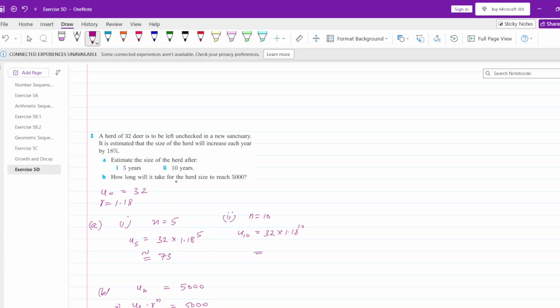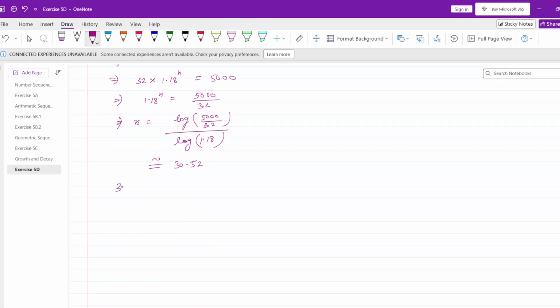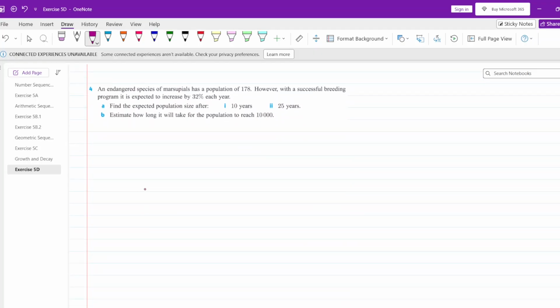So how long will it take for the herd size to reach 5000? It will take 31 years, or to be precise, 30.52 years. Let's go to the next problem.